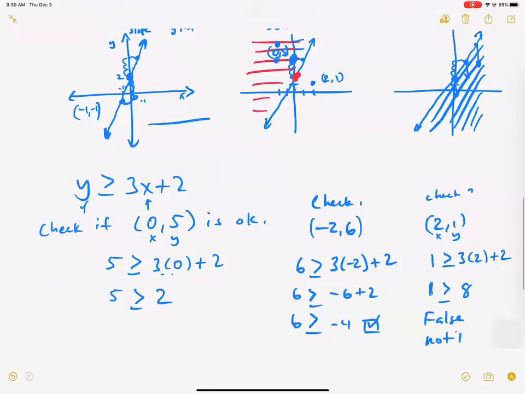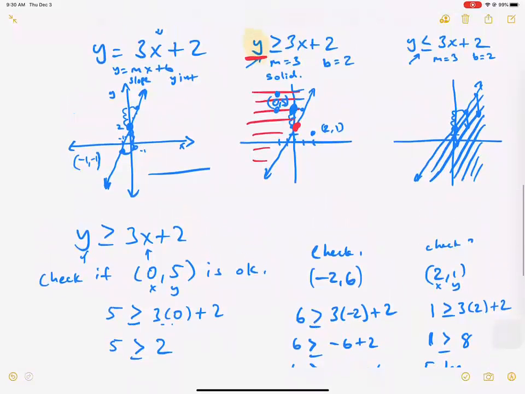Not true. So what happens is points that are not in the shaded region make the inequality a false statement, right? It's not true. You're just wasting time here. And you know what? This is kind of life. Like, we make decisions this way.